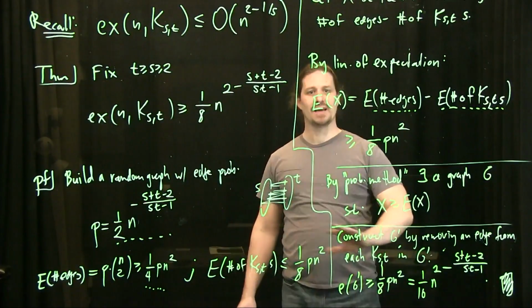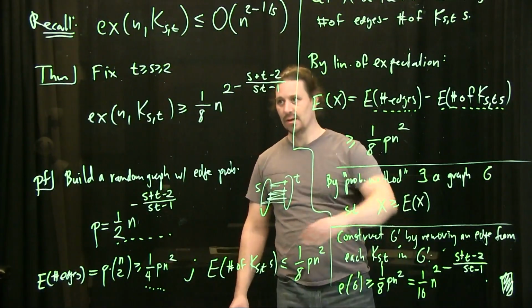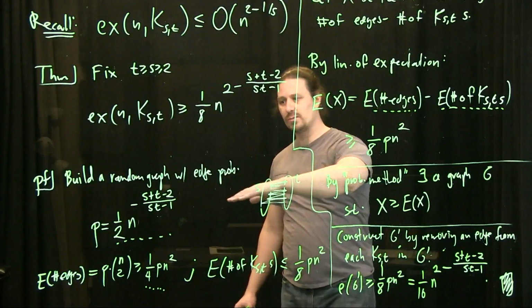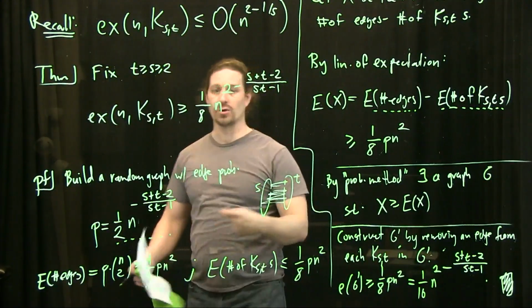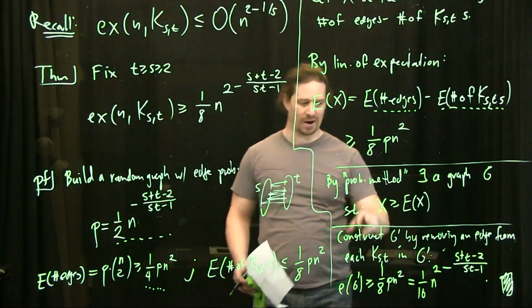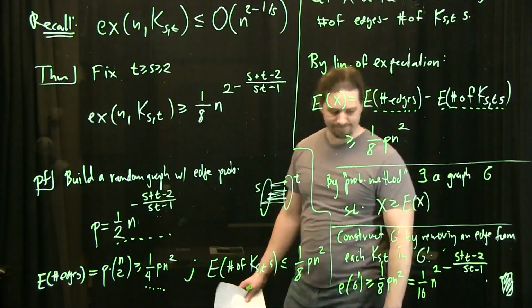Okay? Sometimes this technique is called the alteration method, right? I used a random method here, not to produce the graph that I wanted, but to produce a graph that was close, and then I altered it by removing or changing things to give me the graph G prime that had the property I wanted. Okay, great.